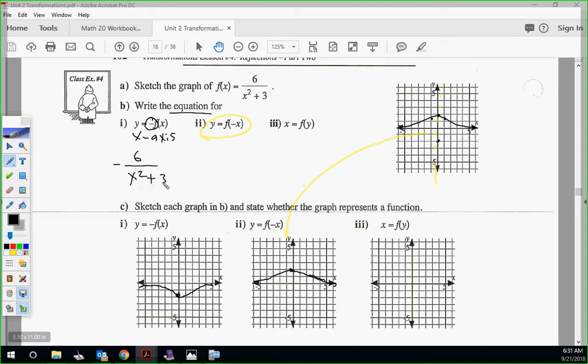If I do a negative x, you're going to see it's the same thing. I put a negative x into the x squared, it's going to be squared, which makes it positive. So this is still going to be that. Okay, and then I do the other ones.